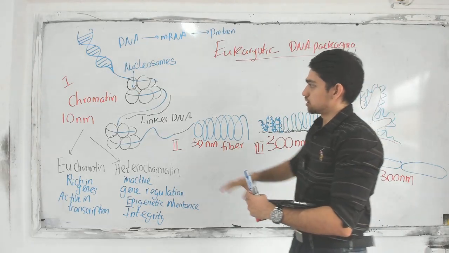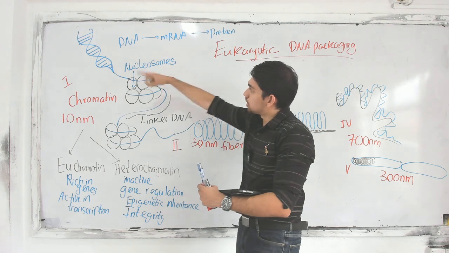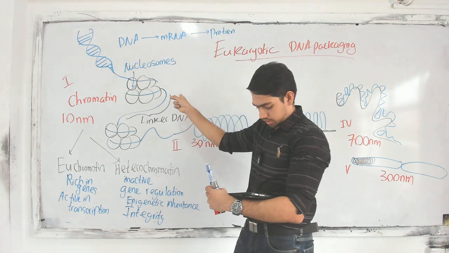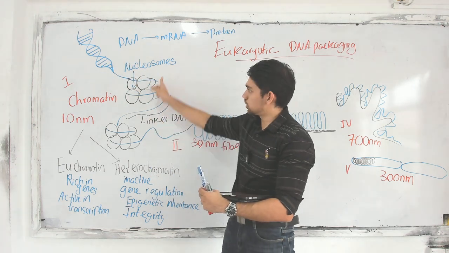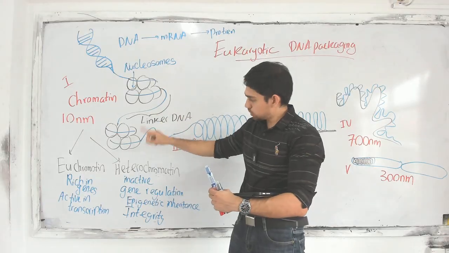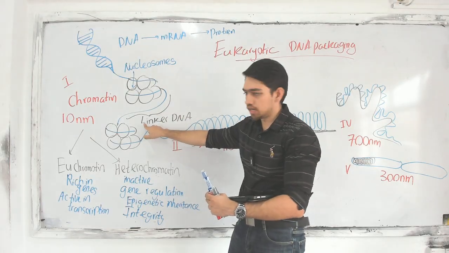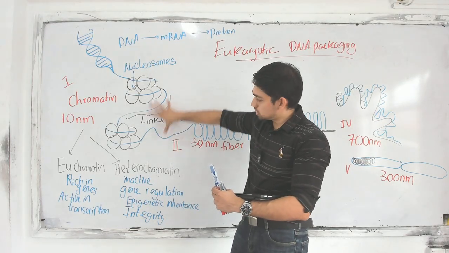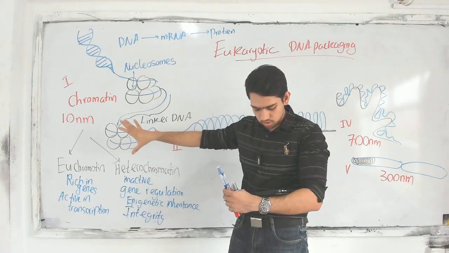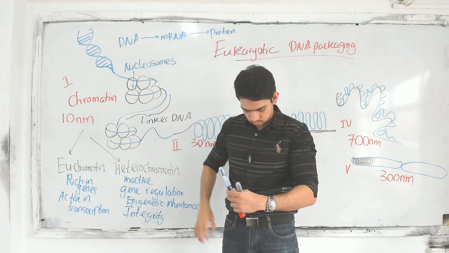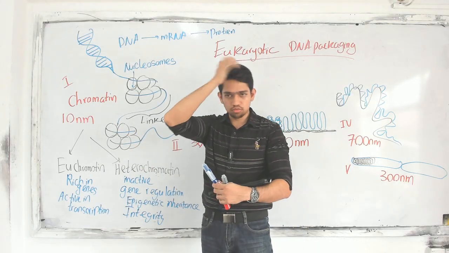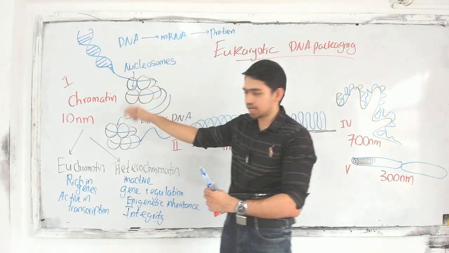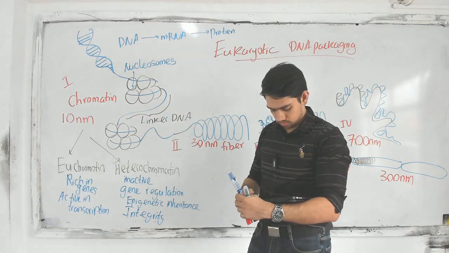Then we come to the levels. First level, the double helix winds around histones. Then they are called nucleosomes. Nucleosomes are interconnected by linker DNA. This appearance is called beads on a string. It looks like a necklace, right?